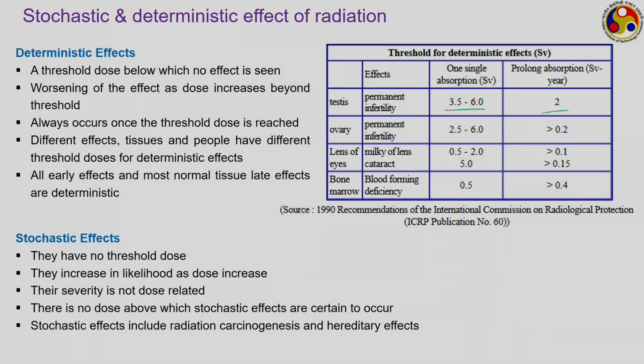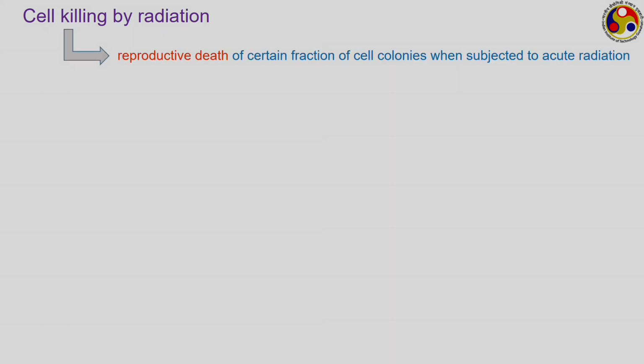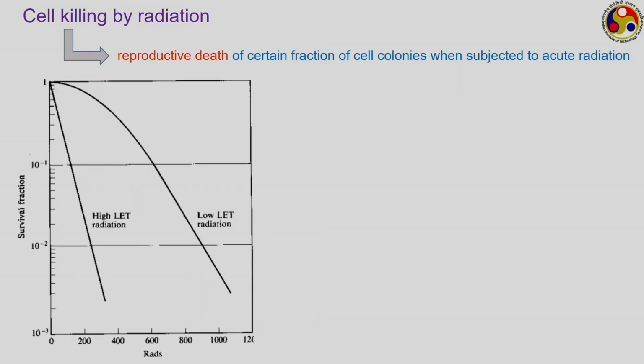Once a human tissue is subjected to different kinds of radiation or a sustained period of radiation, it can lead to the killing of our cells. This is the reproductive death of a certain fraction of cell colonies when subjected to acute radiation. For high LET radiation, the survival fraction decreases very quickly within a short span of time, whereas it is much longer for low LET radiation.